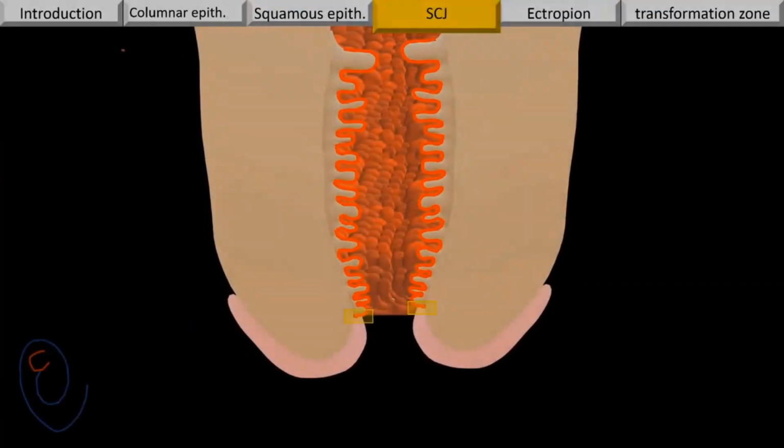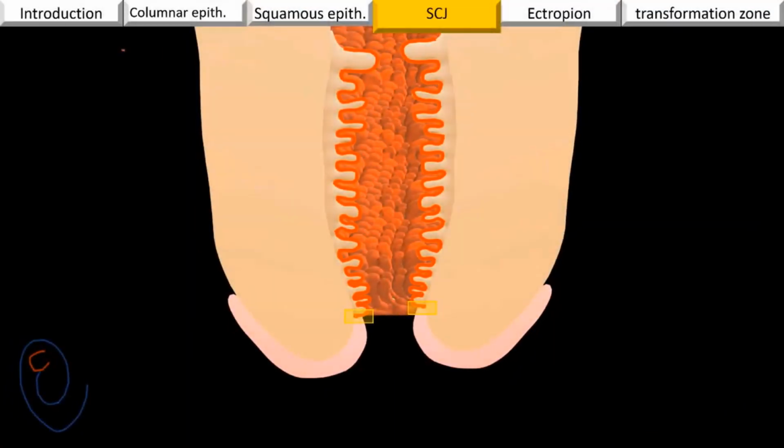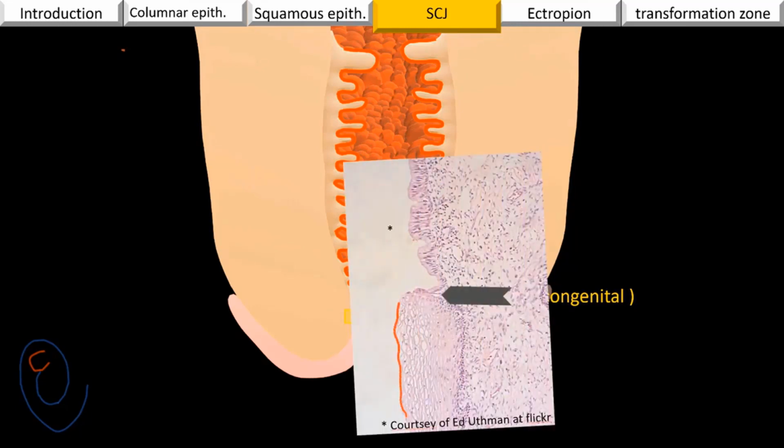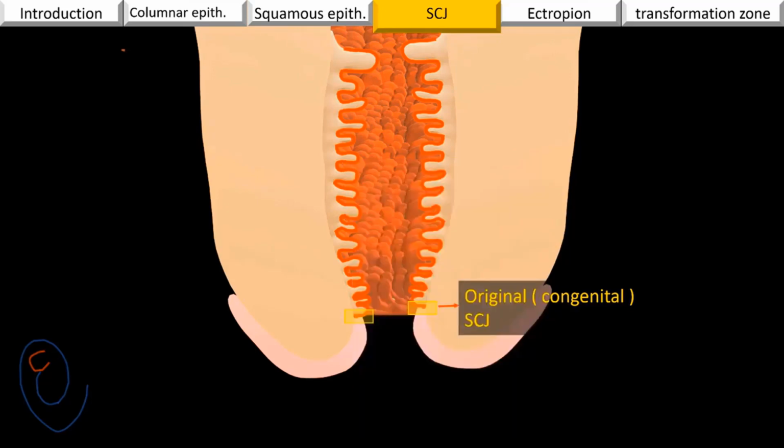Now let's examine the junction between the squamous and the columnar epithelium. It's formed during fetal life, and that's why it's called the original or congenital squamocolumnar junction. It's an abrupt junction with no transition between the two types of epithelium. I mean, once squamous epithelium ends, columnar epithelium will start. The location of the squamocolumnar junction is variable because during the times of excess estrogen, the cervix will grow and consequently will evert.